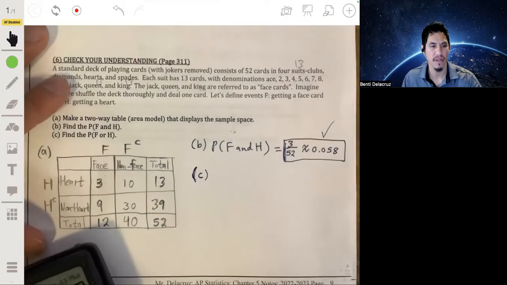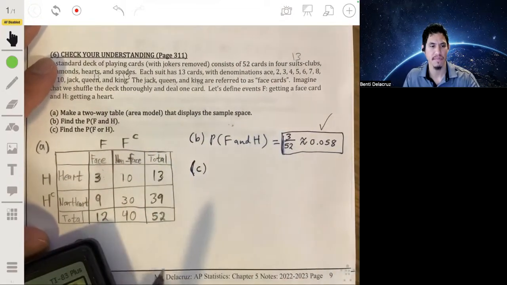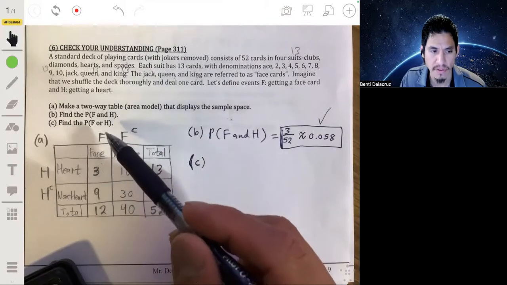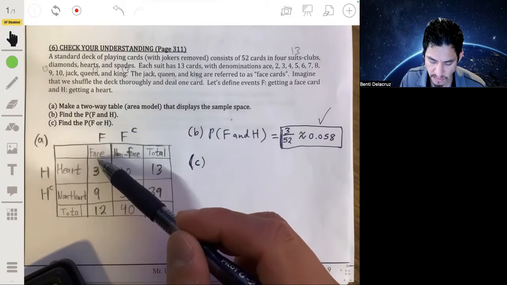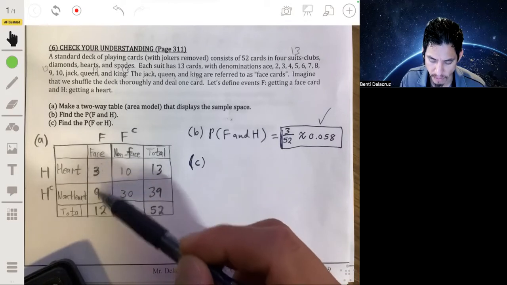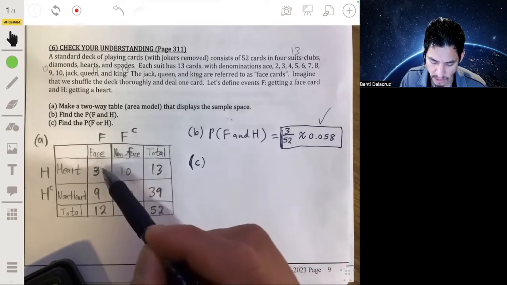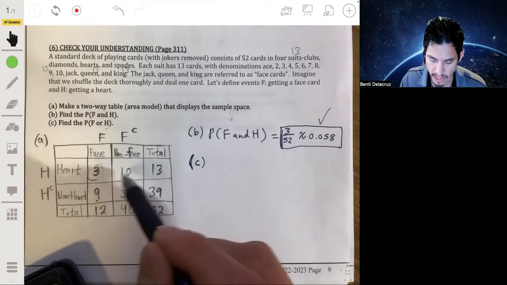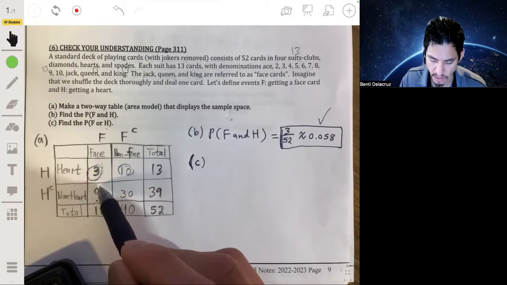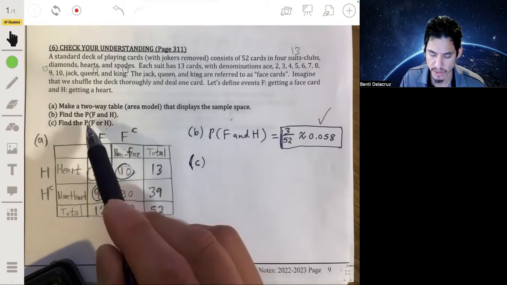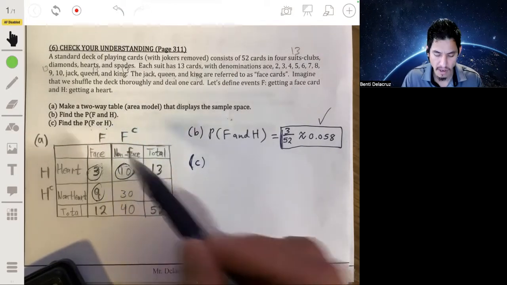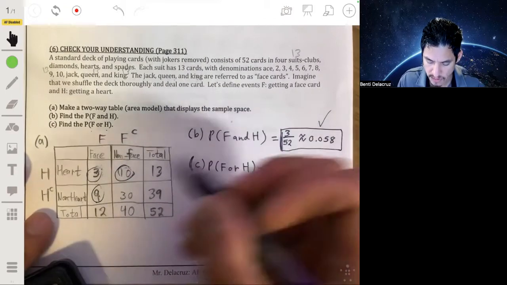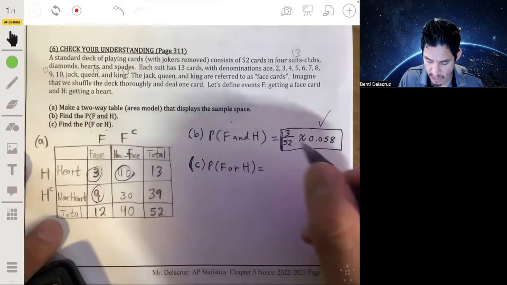And part C, find the probability of a face or heart card. Okay, so remember, it doesn't have to be both, just one or the other, or it could be both. So let's look at the face cards. So these 2 numbers represent the face cards. So we got the 3, we got the 9, and then for the heart cards, the 3 and the 10. So we just have the 3, the 9, and the 10 would either be a face card or a heart card. So then the probability of a face or heart card would just be 3 plus 9 plus 10 out of 52.